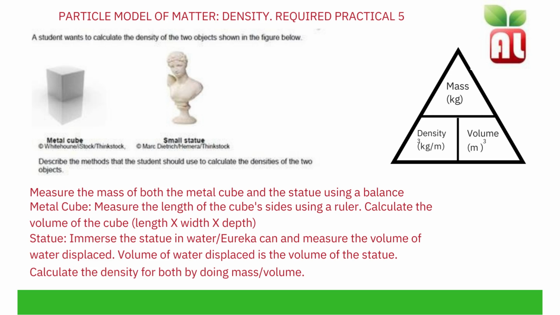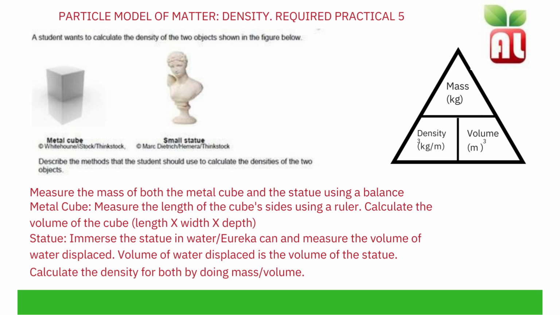Density, required practical. A student wants to calculate the density of two objects shown in the diagrams below. The objects are a regular metal cube, where all of the sides are the same length, and an irregular object, in this case a small statue. An irregular object is one in which the sides cannot be measured to find the volume.